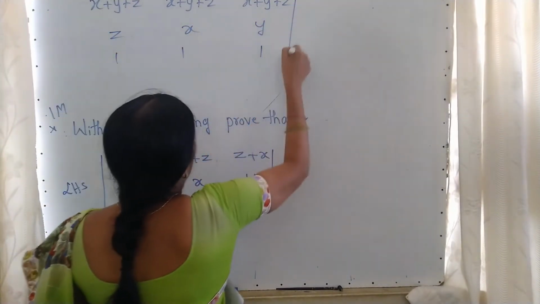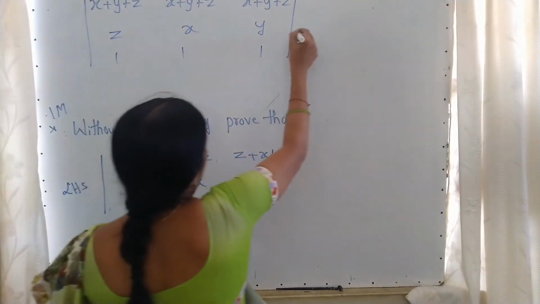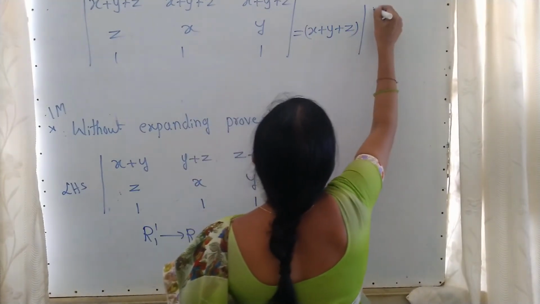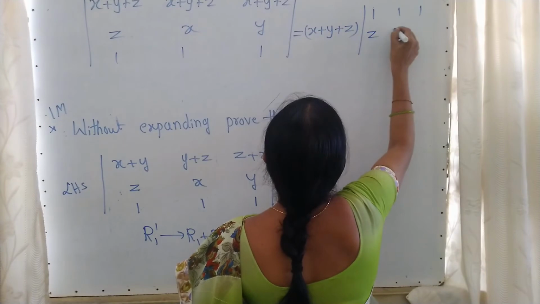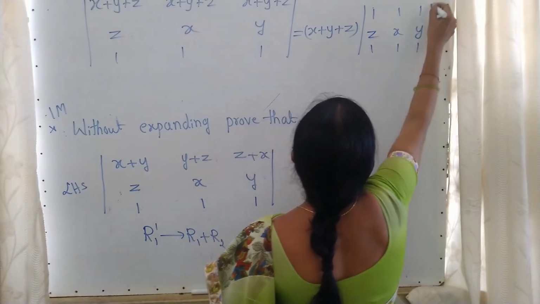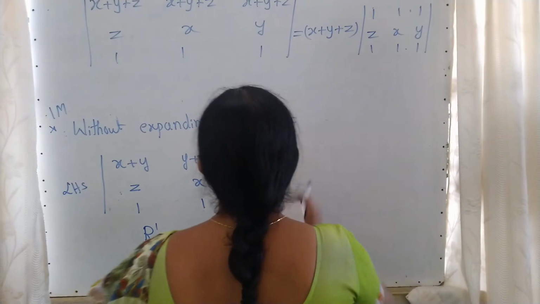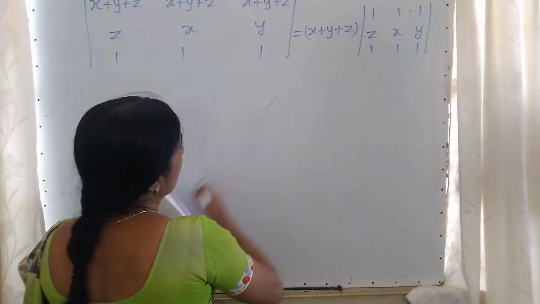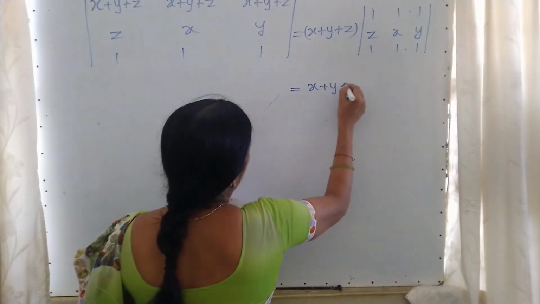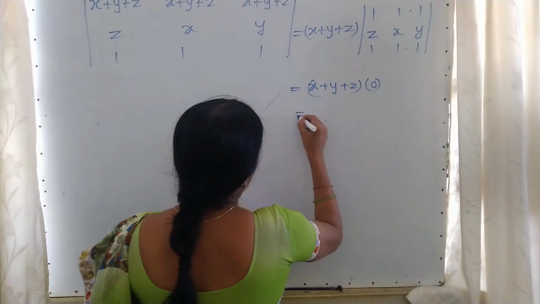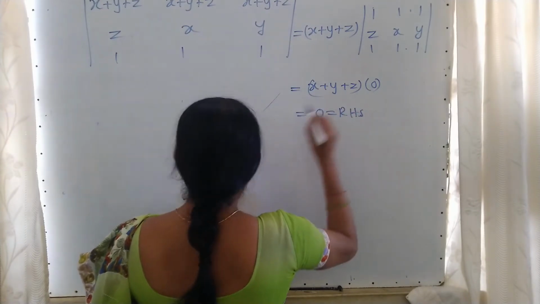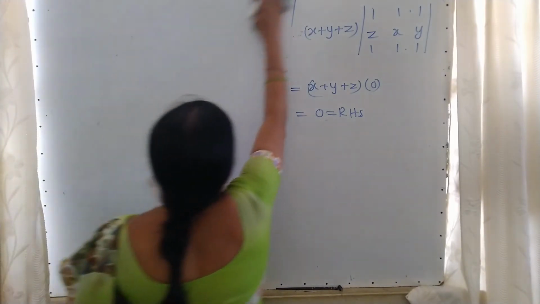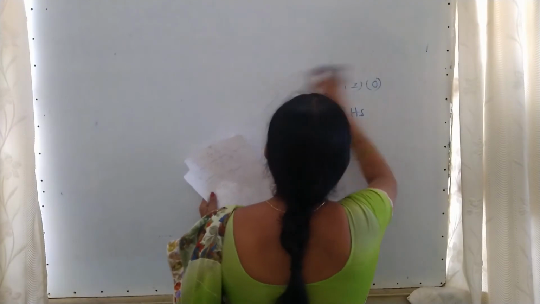Now what is common here? The common is x plus y plus z in the first row. What is remaining? 1 1 1. Here z x y, 1 1 1. See here, first and third row are identical or what? Yes, they are identical. If any two rows are identical, then the answer is 0. x plus y plus z into 0. So answer is 0. That is RHS. Now moving to the next example. That is important.